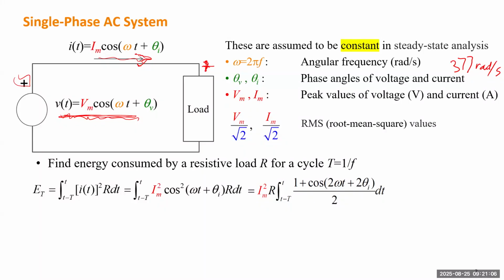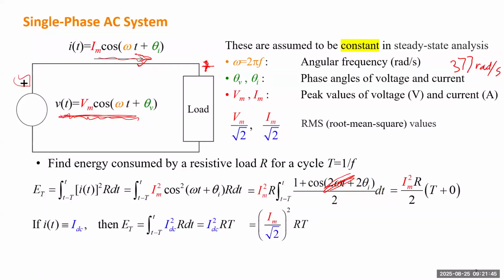If you integrate any periodic function over its period, or a multiple of the period, the result will always be 0. So the second term will be 0, and finally you only have capital T as the result of the integral. You put this inside the square, so you have the current squared multiplied by RT. This is like a DC current. So now you understand why we were interested in the RMS value: it is equal to the equivalent DC current.